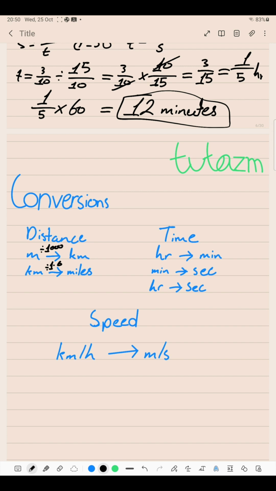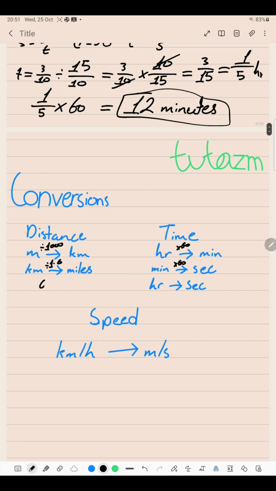Time conversions then. So to go from an hour to a minute is 60 minutes in an hour, so you're going to multiply by 60. To go from a minute to a second, you're going to have to multiply by 60 again. And then to go from an hour to a second, well, you're going from an hour to a minute and then from a minute to a second, so it's going to be 60 squared, which gives us 3,600. So to go from an hour to a second, you're multiplying by 3,600.